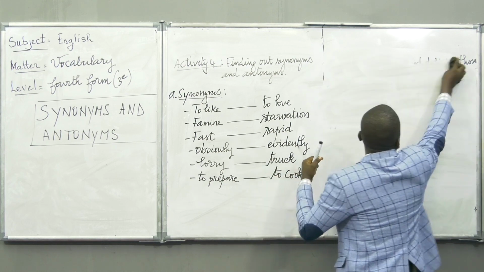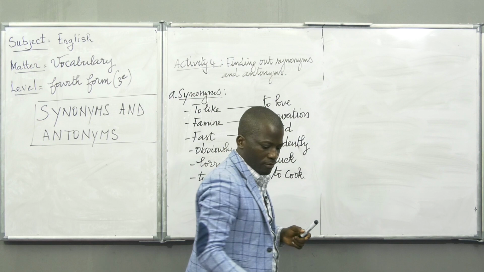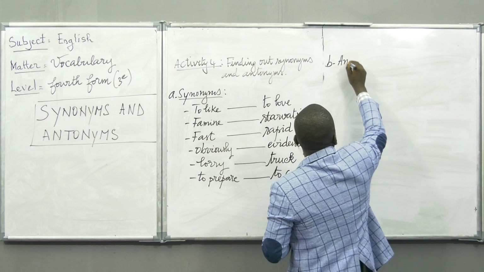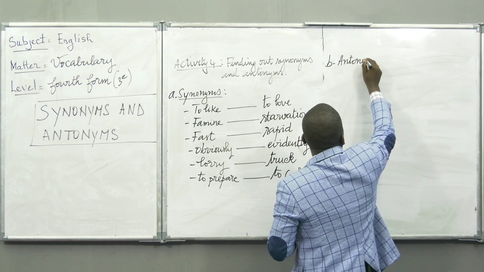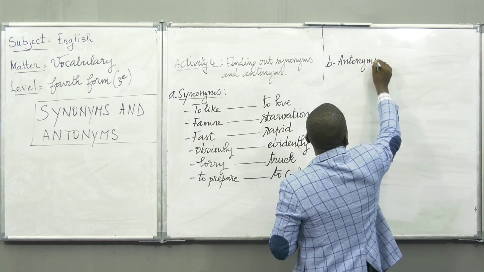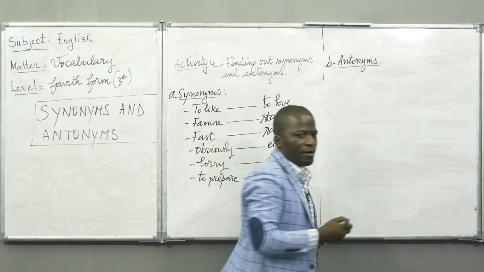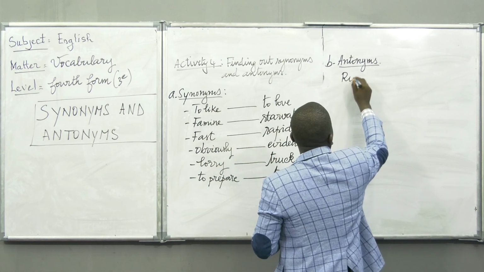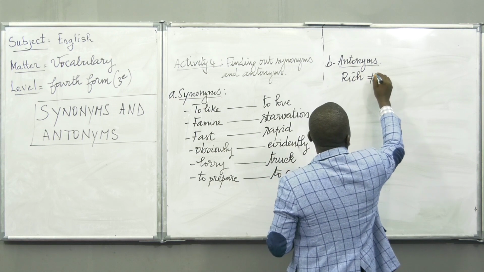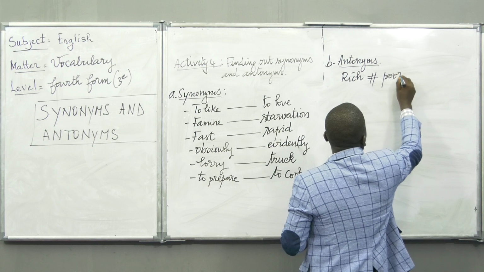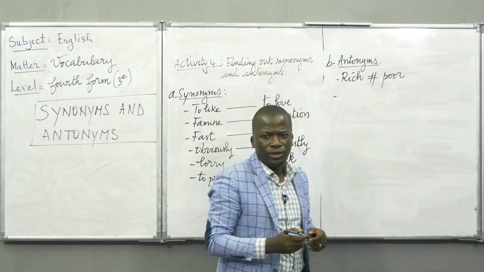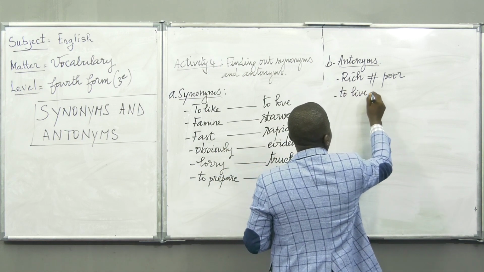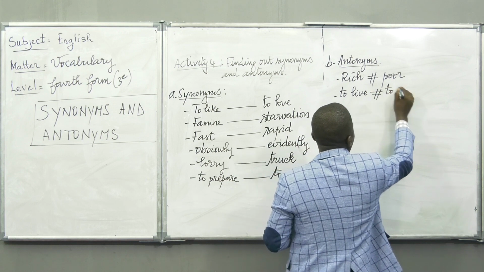Now, let's move to a short list of antonyms. After synonyms, now B, antonyms. Okay, now, rich and poor. Now let's take to live, to die. To live, the contrary is to die.